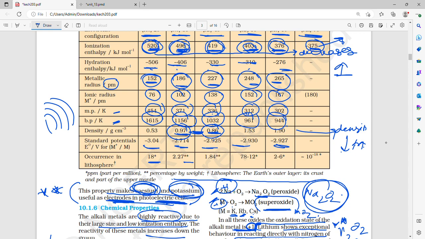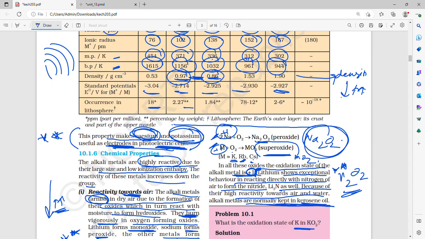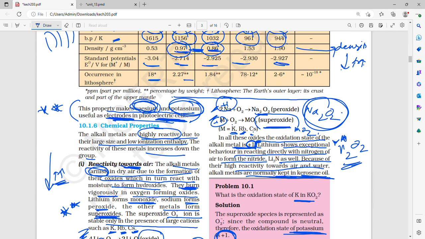Density increases down the group, but the only exception is sodium and potassium, in which even though it should increase down the group, the density of sodium is greater than the density of potassium. Then standard potentials, then occurrence in the lithosphere, which is represented in parts per million. The lithosphere is the Earth's outer layer, its crust, and the upper part of the upper mantle.